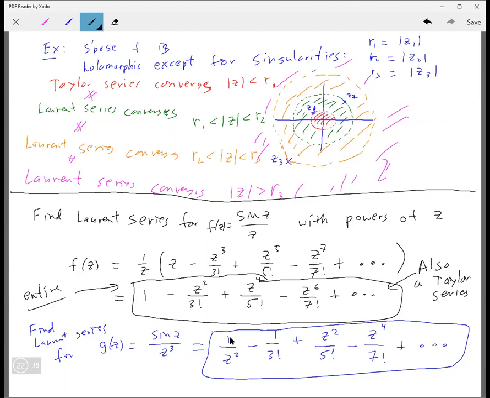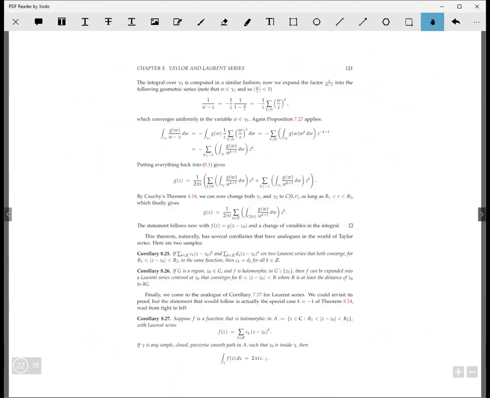Because this one's not, though. This is not holomorphic at 0. It's not even defined at 0. But if you look at the corresponding power series, this is defined at 0, and it's 1. Okay. So that's some examples of that. Now we'll go on a little bit further to the next page.